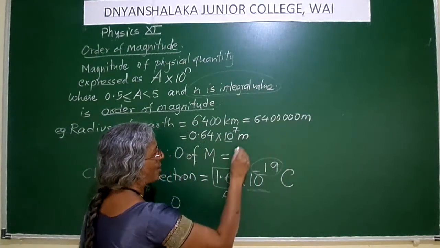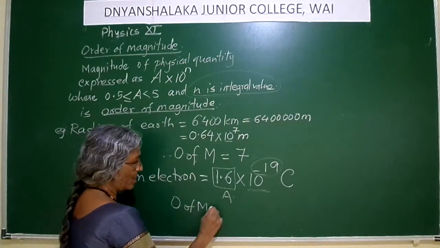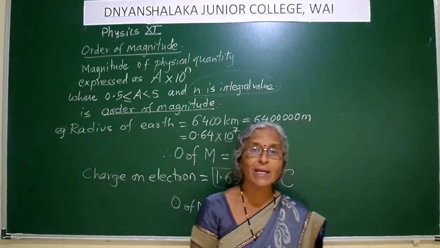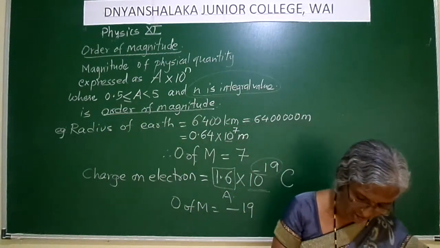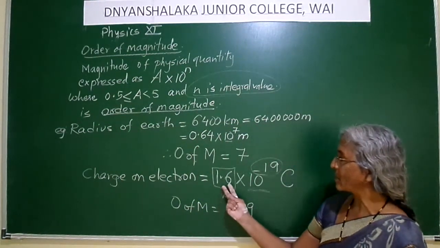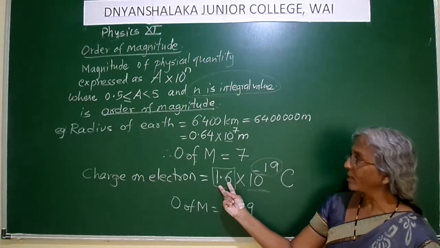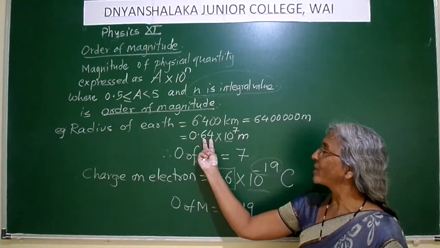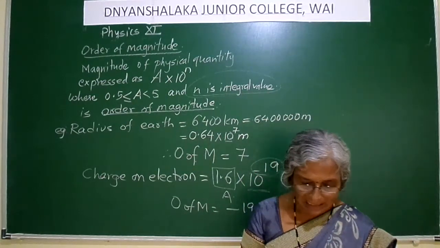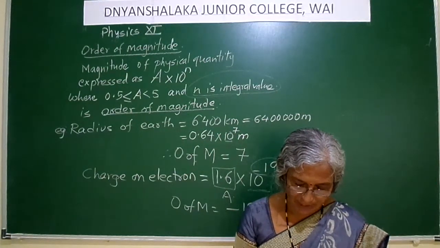Here the order of magnitude will be 7. Here the order of magnitude in this case will be minus 19. What is the value of n? Minus 19. So the order of magnitude for this value will be minus 19 and the significant figures will be 2. How many significant figures are here? 2. How many significant figures are here? Again 2. Okay. So that is regarding the order of magnitude and the significant figures.